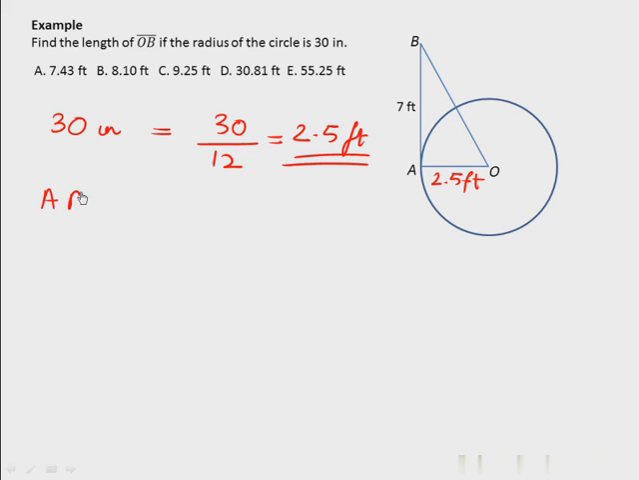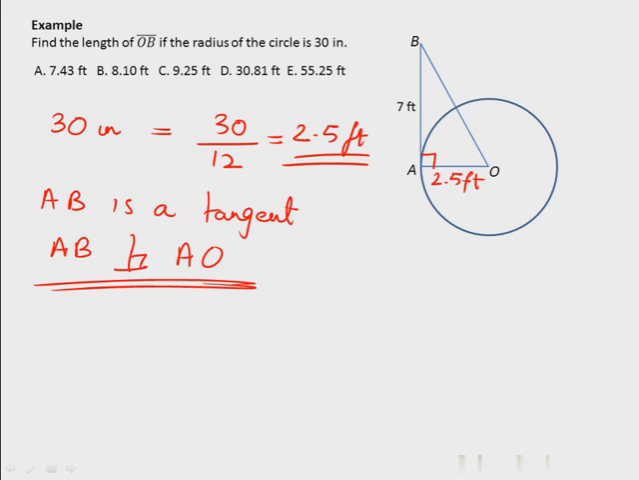AB is a tangent. That's clearly seen, though it should have been given in the statement, but AB is a tangent. So what do I know? I know that the tangent is perpendicular to the radius. So I know that this angle is 90 degrees. AB perpendicular to AO.